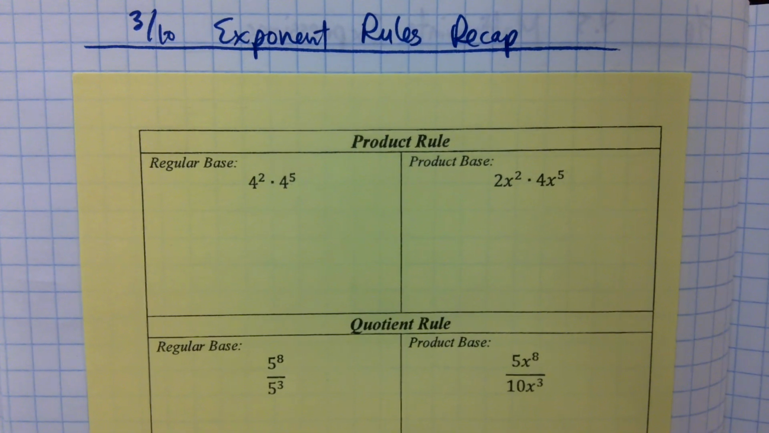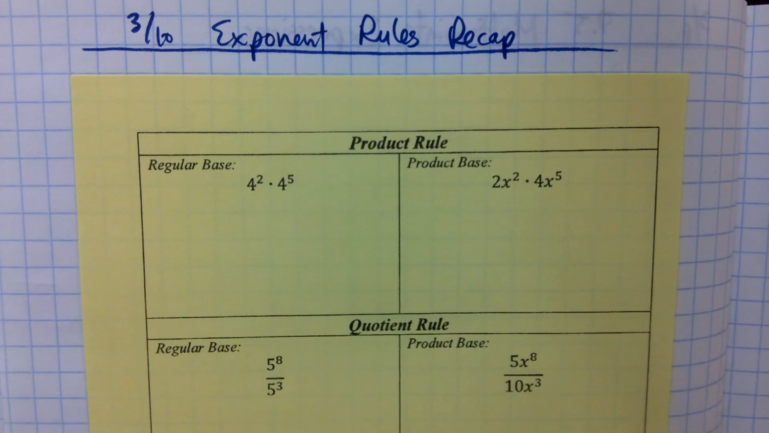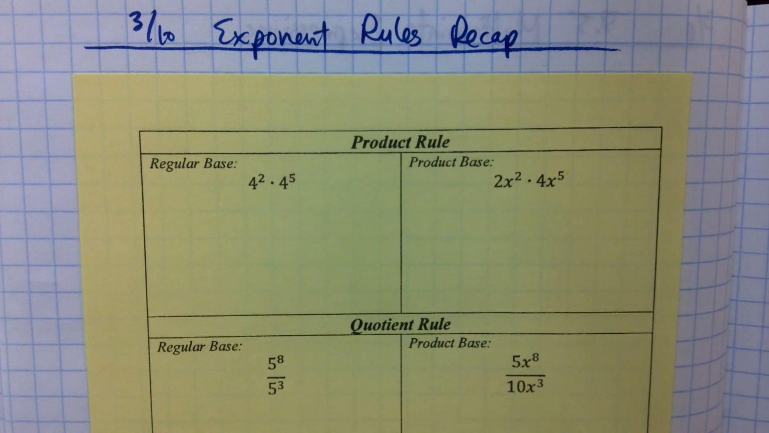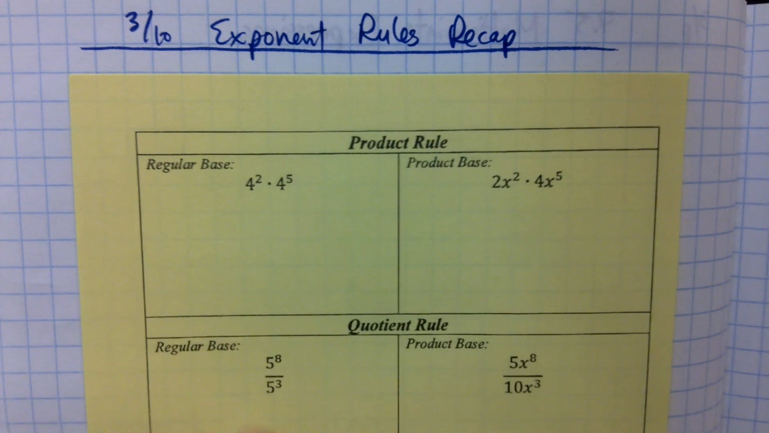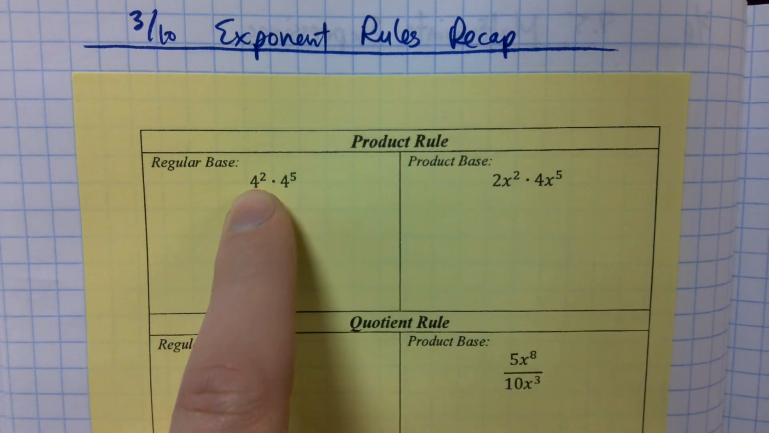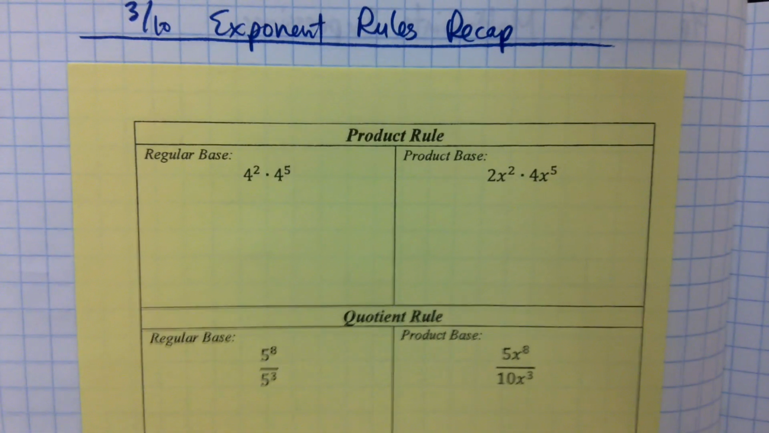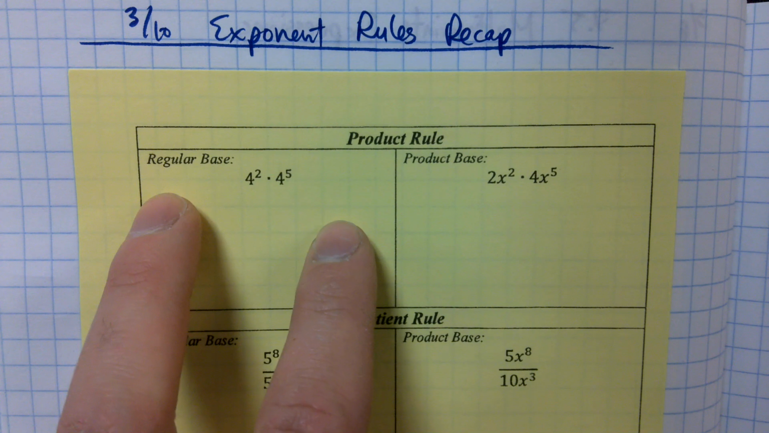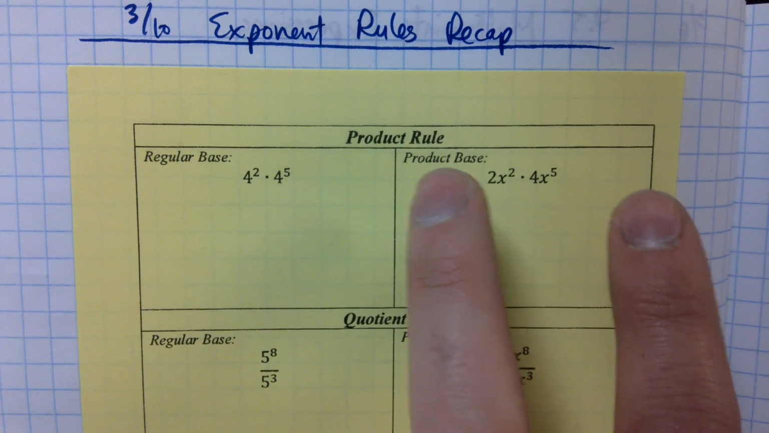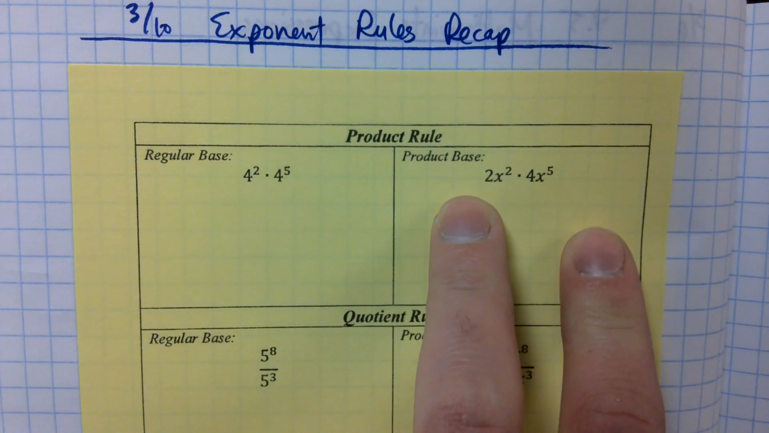So, like I said, we're going to recap pretty much everything we've talked about because we went through all the simple rules first, and then we kind of went crazy with the product bases and throwing everything in there, so much so that we kind of forgot how the simpler ones actually work. So we're going to look at each of these rules. We're going to look at how we do it with a regular base, and then how is that different from how we do it with a product base, okay?